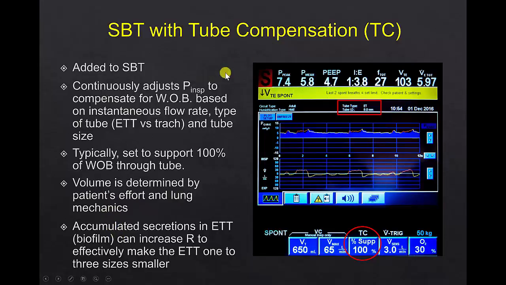One other use of tube compensation is to account for accumulated secretions in the endotracheal tube that can form a biofilm and increase resistance, making it harder to breathe. In fact, biofilms have been documented to effectively decrease the size of endotracheal tubes by between 1 and 3 sizes.